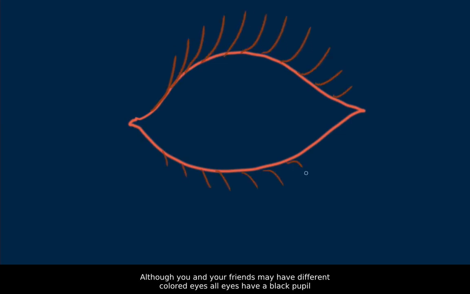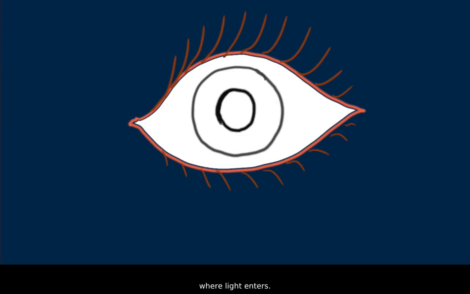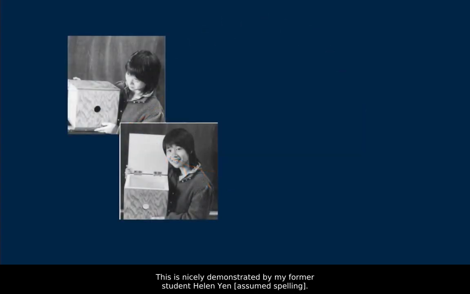Although you and your friends may have different colored eyes, all eyes have a black pupil where light enters. Why black? It's because light that enters becomes absorbed inside. None reflects back through the pupil. This is nicely demonstrated by my former student, Helen Yan. We see Helen when she first took my physics class at City College. The hole in the box looks black, even though the interior is a bright white. Almost no light that enters the hole after multiple internal reflections comes back out.